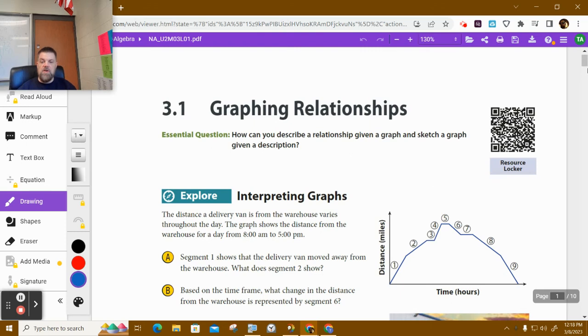All right, so what we're doing is we're going to graph relationships. A lot of the stuff that we teach you in high school mathematics, we collect data, we measure things, and then when we measure things, we organize it usually in some sort of a graph, and then we look at the graph, and the graphs tell us things.